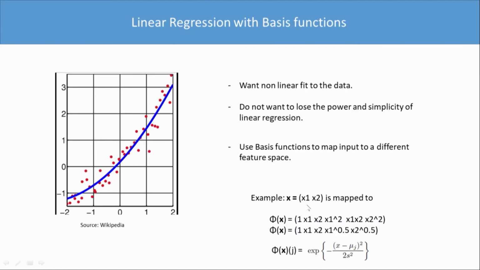So instead of using your features as such, you transform your features to something else, right? For example, your feature could be x1, x2, and you can map this feature to something like 1, x1, x2, x1 squared, x2 squared, x1 x2, right? So now a linear model in this case would look like what? Your h of x is going to be w0 plus w1 x1 plus w2 x2 plus w3 x1 squared, and so on, w4 x1 x2 plus w5 x2 squared, right?